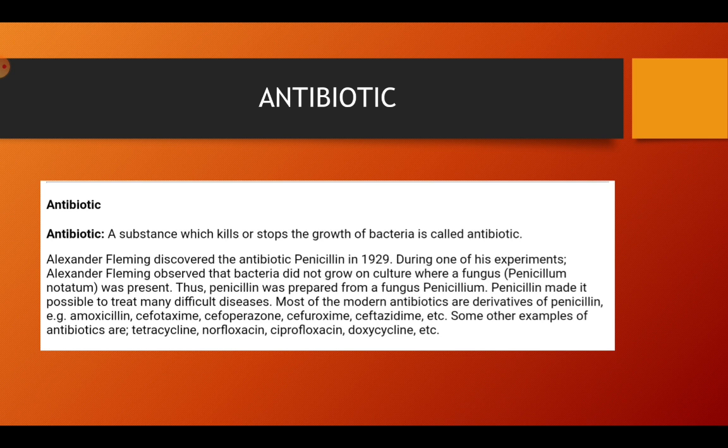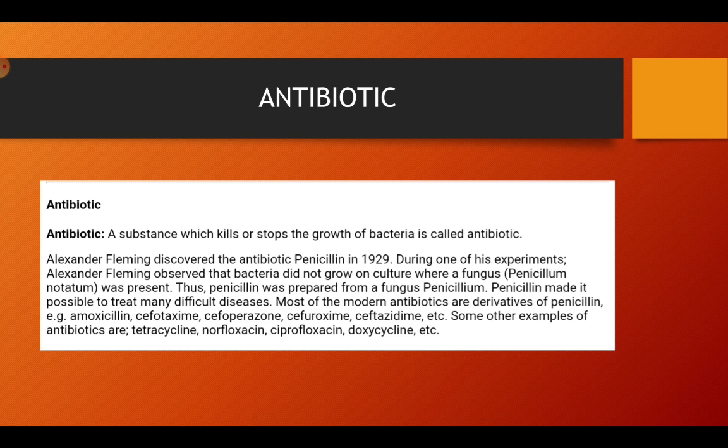Thus penicillin was prepared from a fungus, Penicillium. Penicillin made it possible to treat many difficult diseases. Most of the modern antibiotics are derivatives of penicillin. Means the penicillin, that chemical which is obtained from Penicillium notatum, is now used to kill many bacterial cells and is used popularly as an antibiotic in many other diseases which are bacterial related.